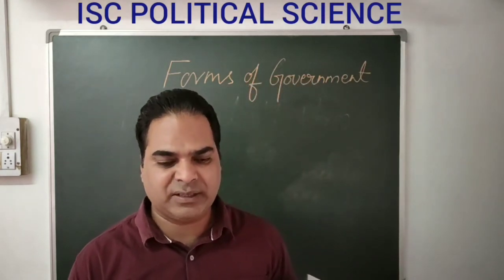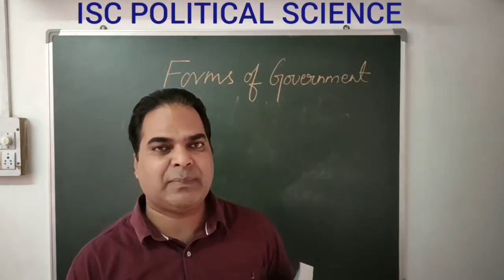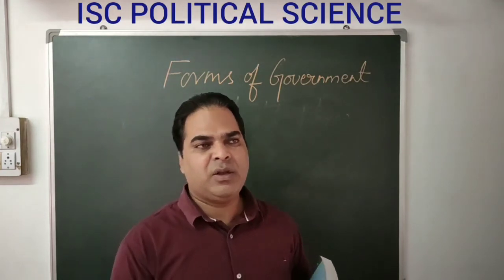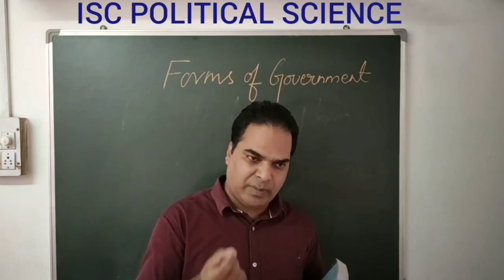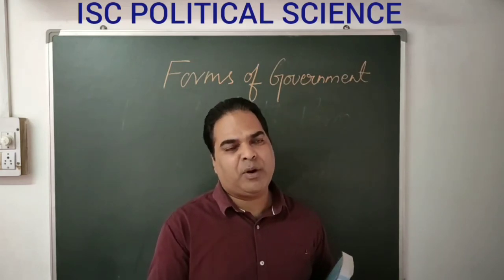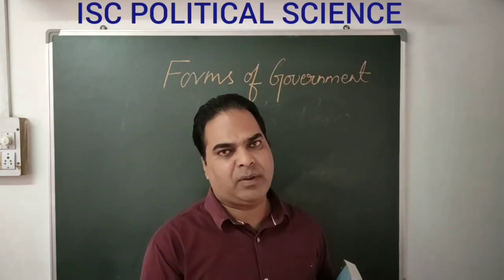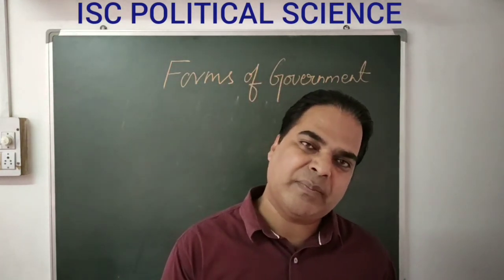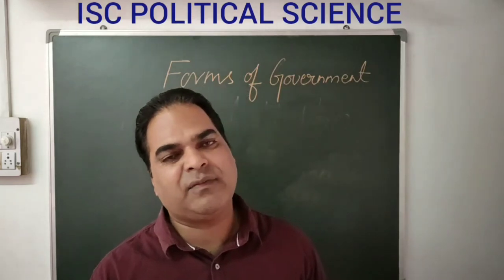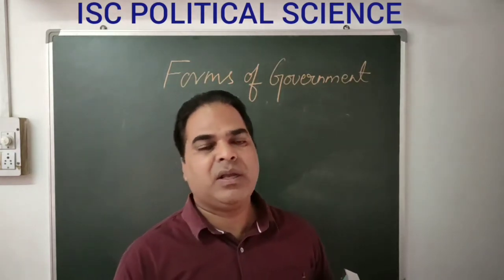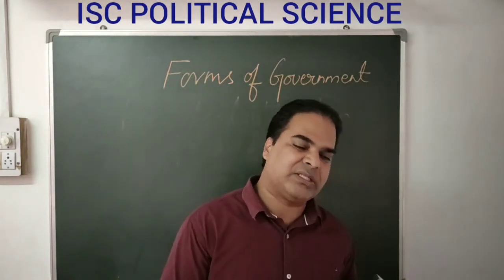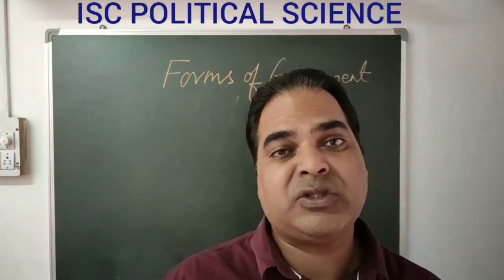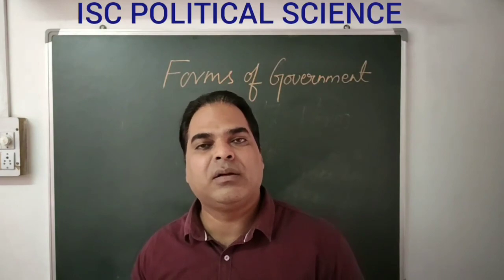We have completed this chapter as a whole. From this chapter, you have to do only four things. Number one, what is meant by parliamentary form of government? What are the important features of parliamentary form of government? And next, what is meant by presidential form of government and the features of the presidential form of government? You will be asked to answer the features of parliamentary as well as presidential with reference to the UK and USA.